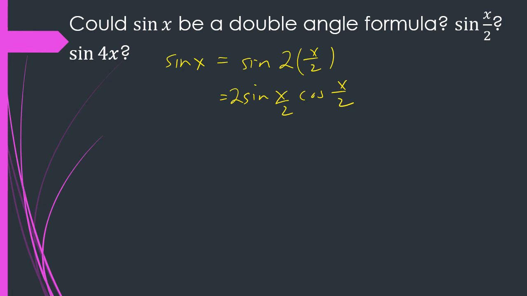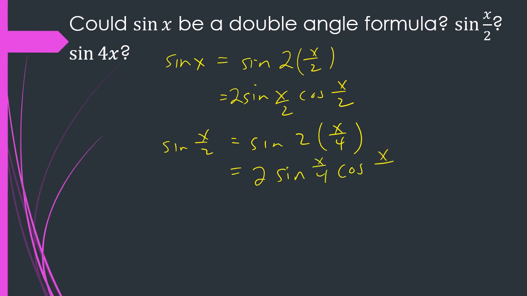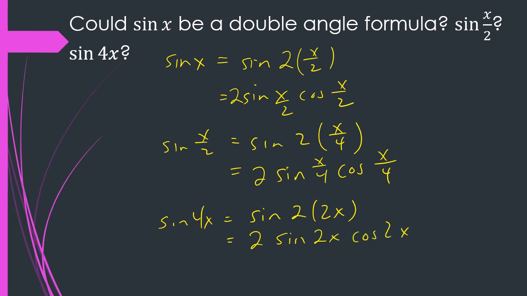So what about sine x over 2? Well, sine x over 2 could be sine 2 times, and what times 2 gives you a half? Well, a quarter. 2 quarters make a half. So that'd be 2 sine x over 4 cos x over 4. What about sine 4x? What times 2 gives you 4x? Well, 2x. 2 times 2 is 4. So this would be 2 sine 2x cos 2x, which we could keep going with.